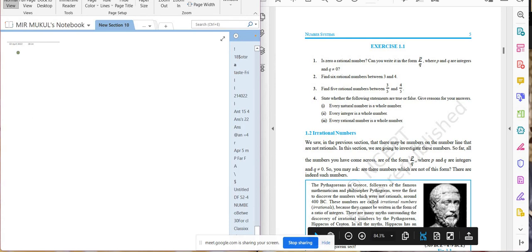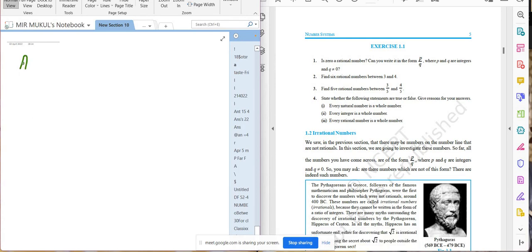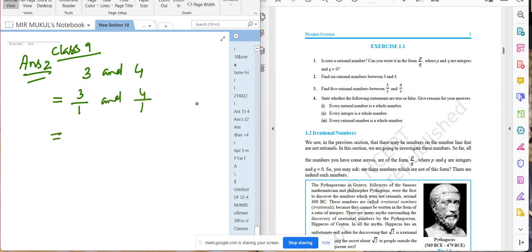So I'm showing class 9 answer 2. Find 6 rational numbers between 3 and 4. If you want to write 6 rational numbers, then this is 3 by 1 and 4 by 1. Then 6 plus 1 is 7.